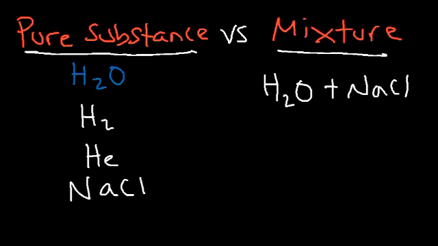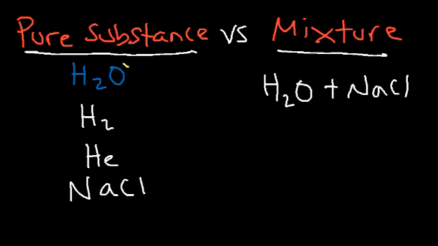Now, a mixture can be separated into smaller components using physical processes. So this salt water solution or mixture, we can separate sodium chloride from water. For example, if you take salt water and you leave it out in the open, let's say you put it in the sun on a dry day, all of the water is going to evaporate. But the sodium chloride, the salt, is going to be left behind. And so we can separate the components of a mixture by using a physical process such as evaporation. A pure substance, however, you can't separate the elements of a pure substance by physical means.